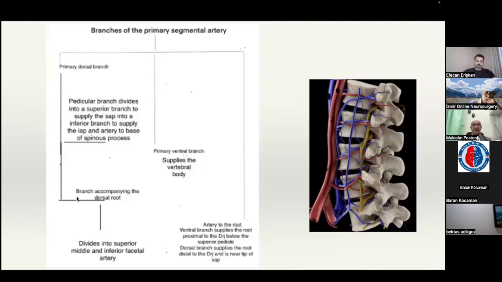Then you have a branch which accompanies the dorsal nerve root. The medial branch of the dorsal nerve root comes up and supplies the facet. So you have that branch that accompanies it, and that branch is seen here in this image. Can you see these loop branches? And these branches divide into the superior, middle, and inferior facet arteries.